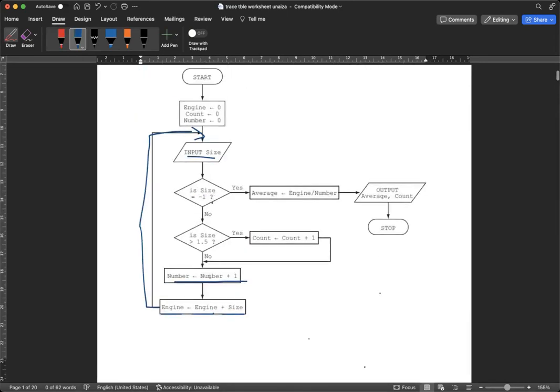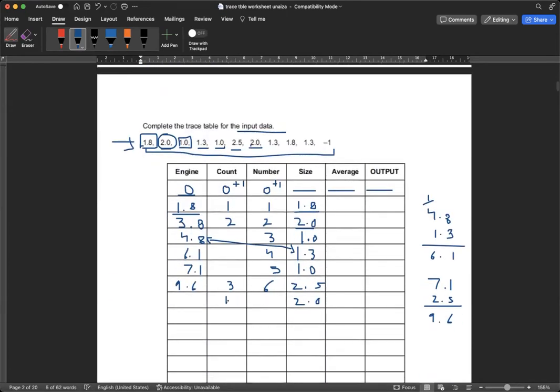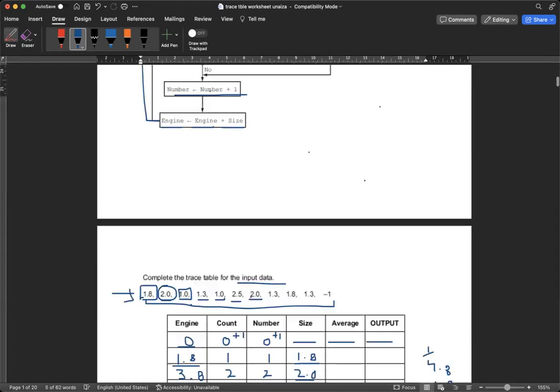Okay, is size greater than or equal to negative 1? No. Is size greater than 1.5? Yes. So count plus 1, so 4. Then number is 7. And then engine is 11.6. Is that okay? Because I know what the pattern is. Now tell me what is the next step.